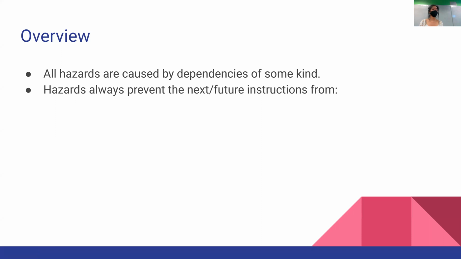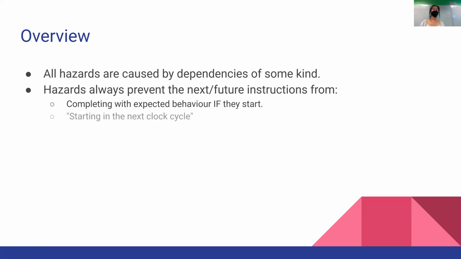Hazards always prevent the next or any future instructions from either completing with expected behavior if they start, like the example we just saw, where it got started but we are using the wrong T0 value, or from even starting in the next clock cycle. The difference between these two is that the first one has all instructions execute and go in the pipeline, even though we know there might be problems. The second one says, I know there might be problems, so I'm going to try to prevent them by stopping the pipeline. And both of them have issues.